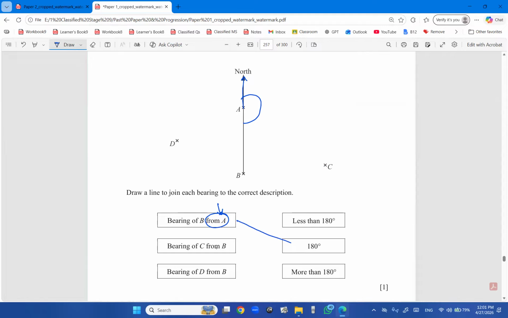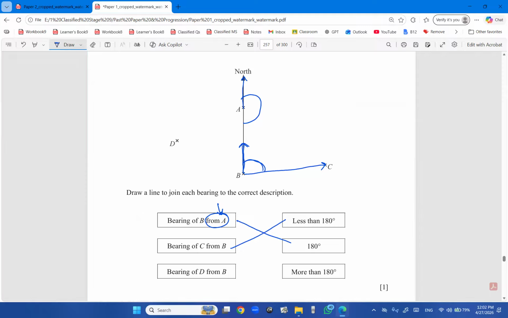All right, now from B, so if you go up north from B, and it is the bearing of C, so here is C, right? It is this. So as we agreed, it's from B, so north from B, clockwise until you reach the side that directs you to C. So here, is this less than 180 or more? It is less than 180.